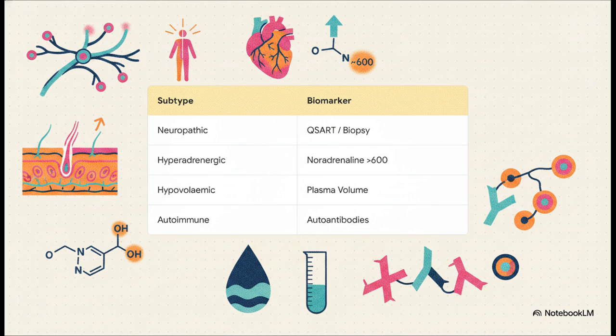It breaks down the exact targeted biomarkers you need to differentiate the branches. You're going to use QSART and skin biopsies for neuropathic, standing noradrenaline over 600 for hyperadrenergic, plasma volume assays for hypovolemic, and specific receptor autoantibody panels for the autoimmune subtype. Identifying the correct biomarker literally unlocks your targeted management plan.